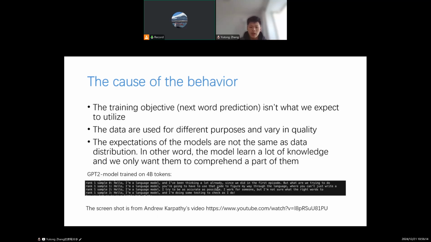Second, the data we used are for different purposes and vary in quality. The original data we fetched from the web is from different sources, and they may have different purposes. That's why it is maybe not so fit to train a model. Third, the expectations of the model are not the same as the data distribution. In other words, the model learns a lot of knowledge and we only want it to comprehend a part of it.